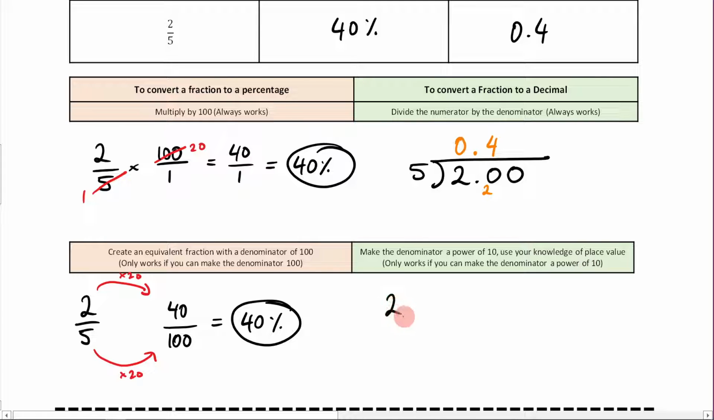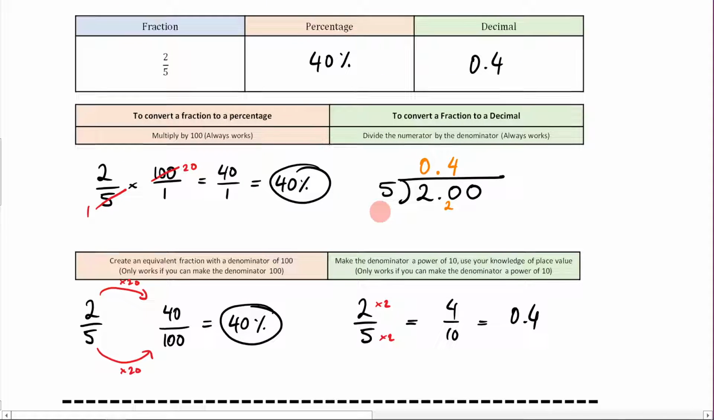So in this case, we're starting with 2/5, and this is pretty easy. I can make this 5 into a power of 10 simply by multiplying this and this by 2. And if I do that, I'm now going to get 4 on 10, which is the same thing as 4 tenths. So it's 0.4. And that's how I can get 0.4 right there. So that is how you do that.